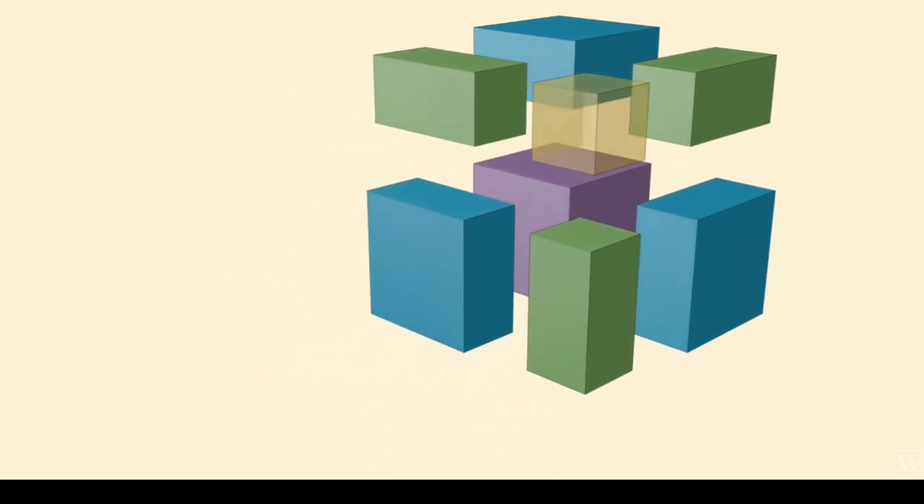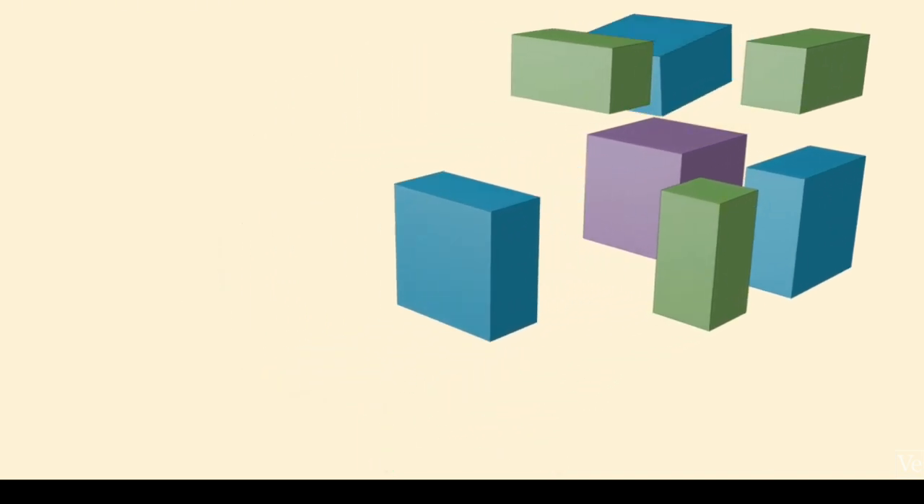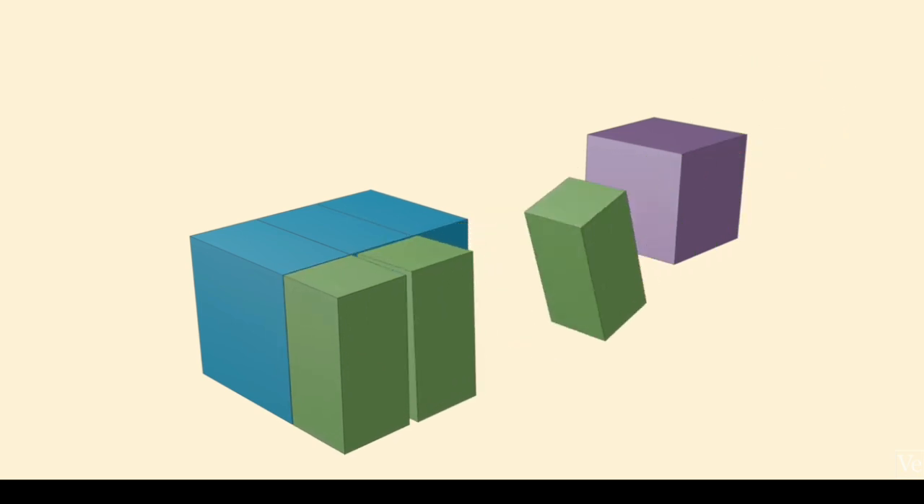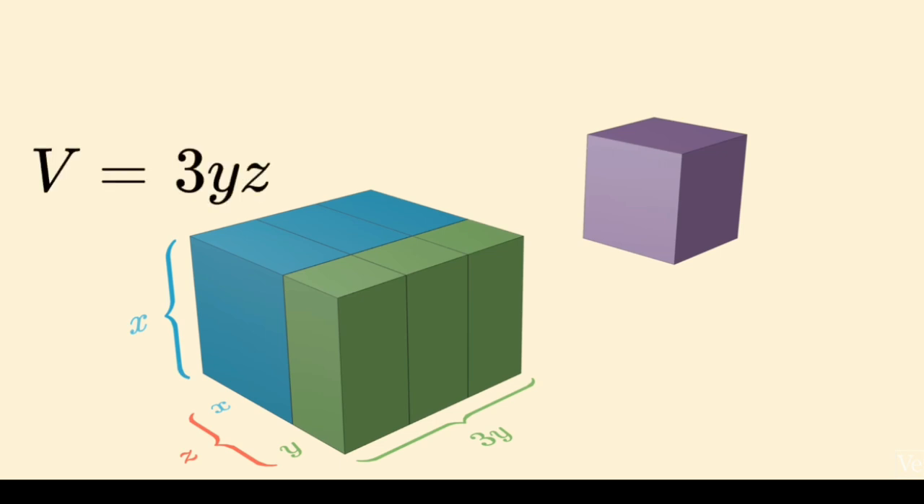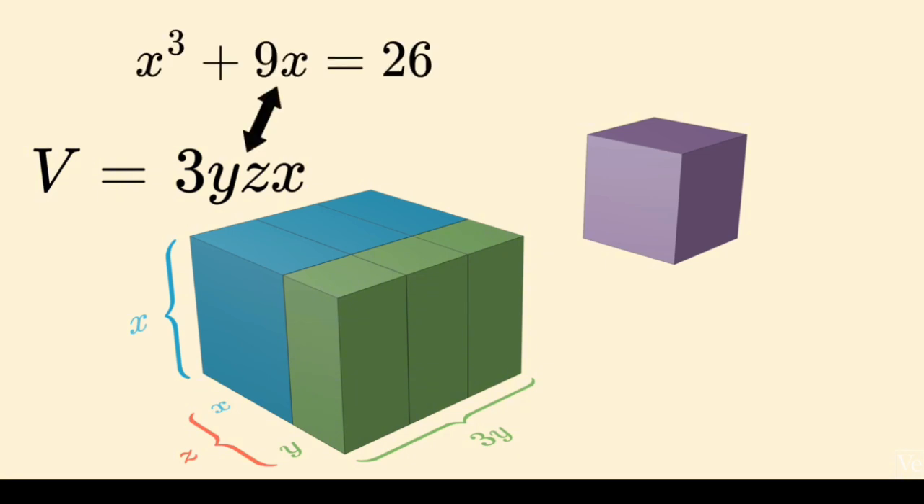Tartaglia rearranges the 6 rectangular prisms into one block. One side has length 3y, the other has a length x plus y, which is z, and a height is x. So the volume of this shape is its base, 3yz, times its height, x. And Tartaglia realizes this volume can perfectly represent the 9x term in the equation if its base is equal to 9. So he sets 3yz equals 9.